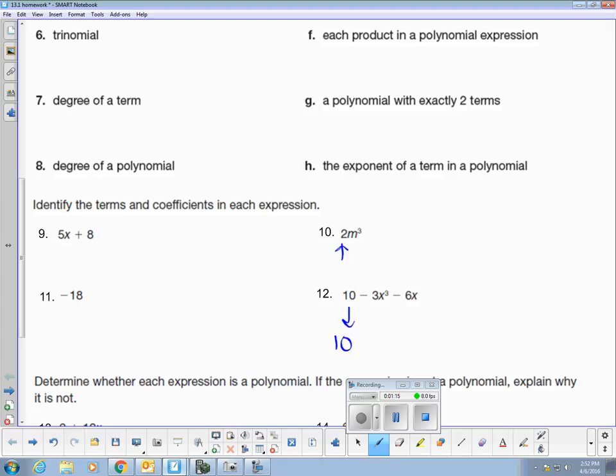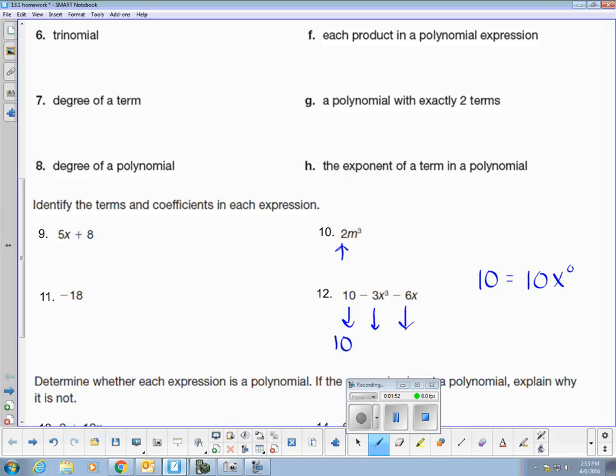And the reason why the coefficient is 10 is we can rewrite 10 as being equal to 10 times x to the 0 power. So we want to remind ourselves x to the 0 power is equal to 1. 1 times 10 is equal to 10. So even though there is no exponent and there's no variable next to the number 10, we just remind ourselves that really it's 10 times x to the 0. So the coefficient of the first term is 10. The coefficient of the second term is negative 3. And the coefficient of the third term is negative 6.